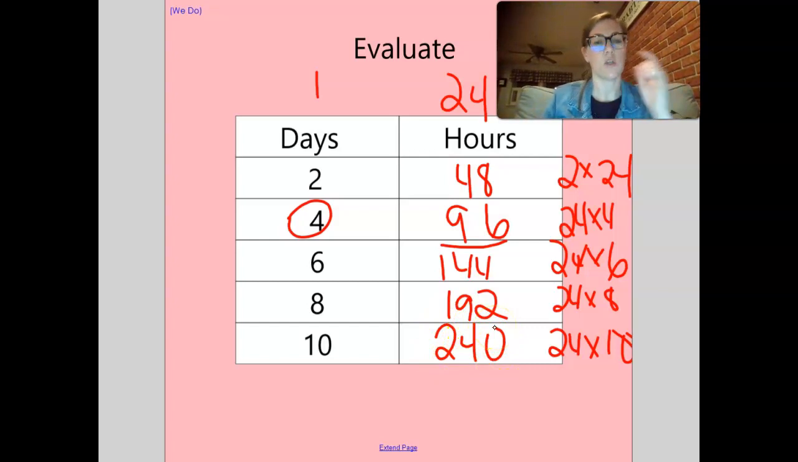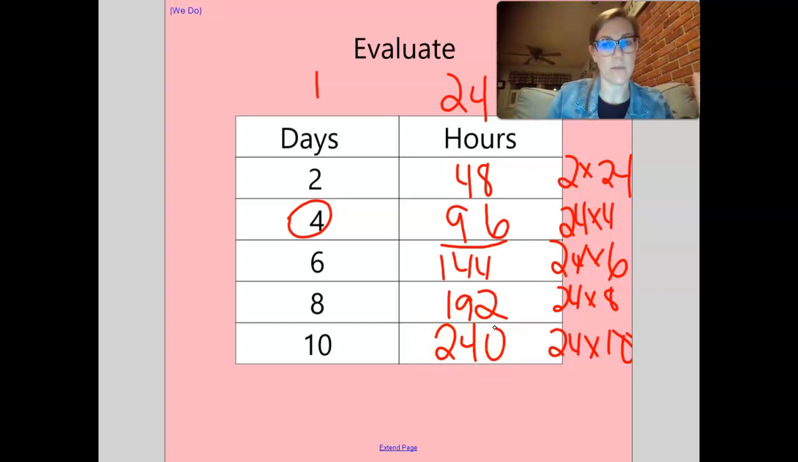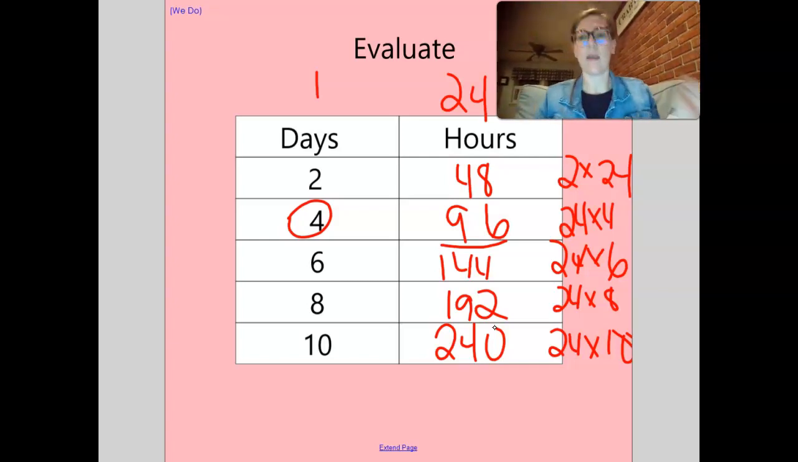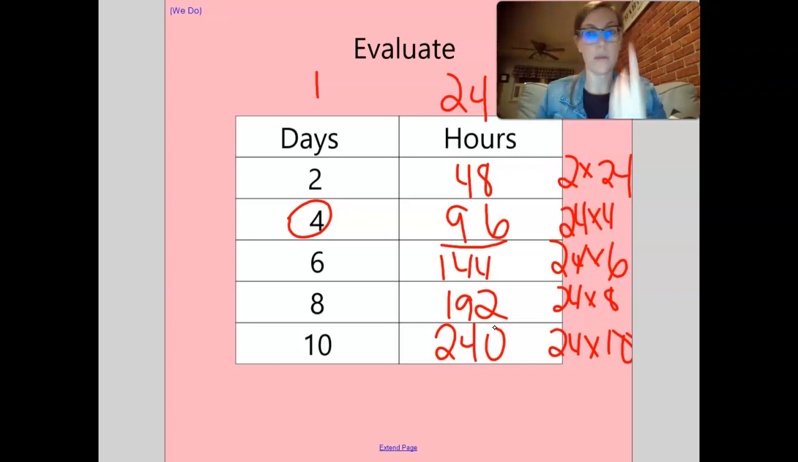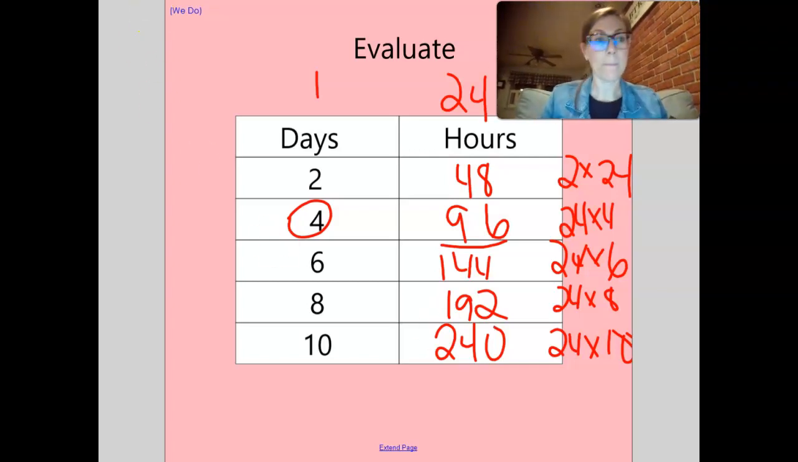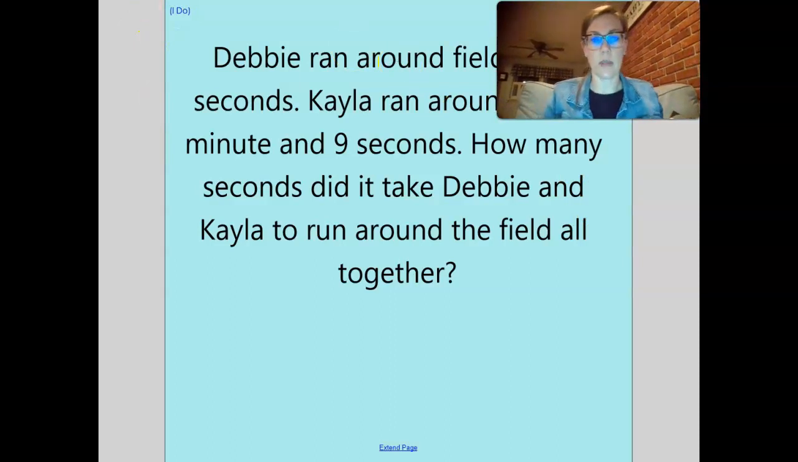Okay? So in 10 days, how many hours have you spent? 240 hours. In 6 days, how many hours have you spent? 144 hours. Again, converting from one to the other, we're doing repeated addition or we're multiplying. Okay, let's move on and look. All right, here we go.